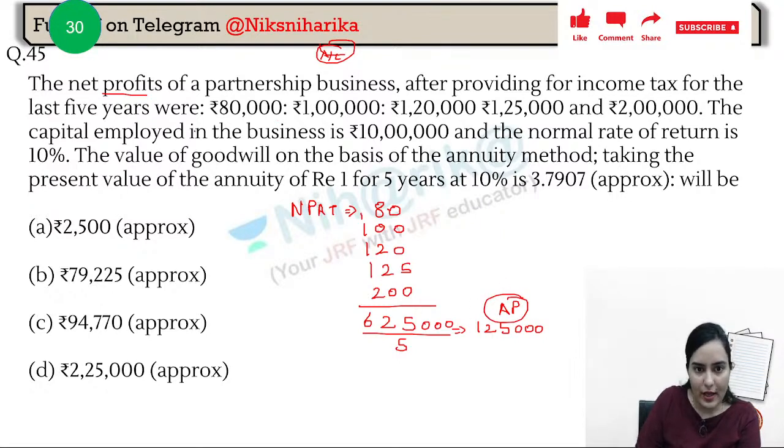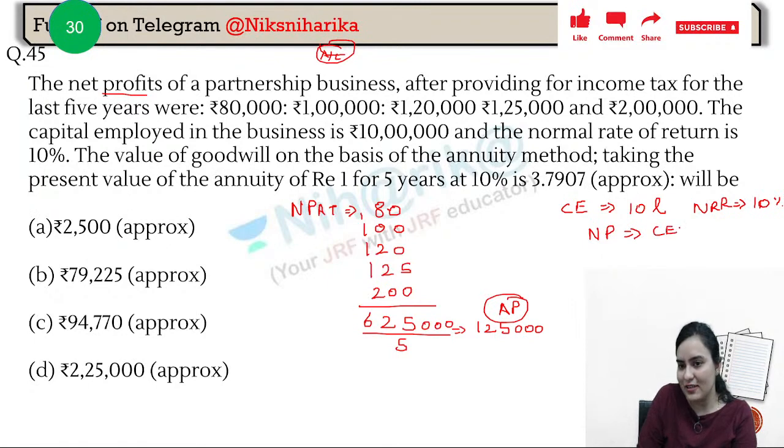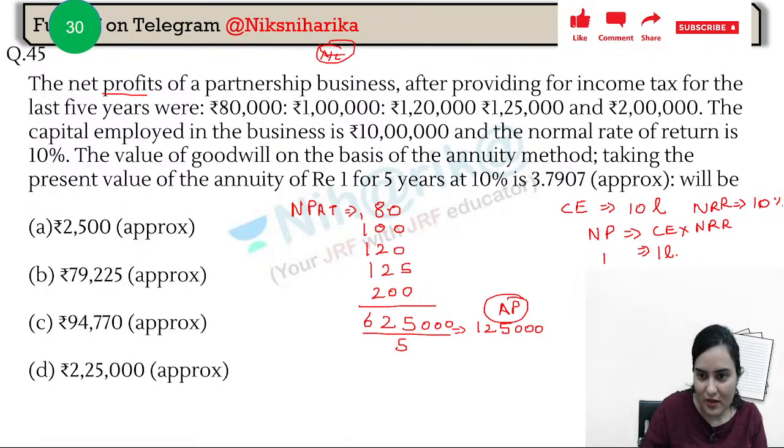Now capital employed. Capital employed is given as 10 lakh and NRR is given as 10%. Please help me out with the normal profit. Normal profit is CE into NRR, that is 1 lakh. Yes, 1,25,000. I can see 25,000, not 23. 625 upon 5. Now, this is 1 lakh.